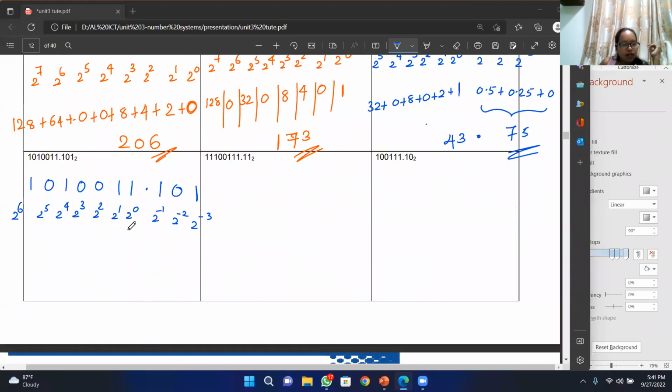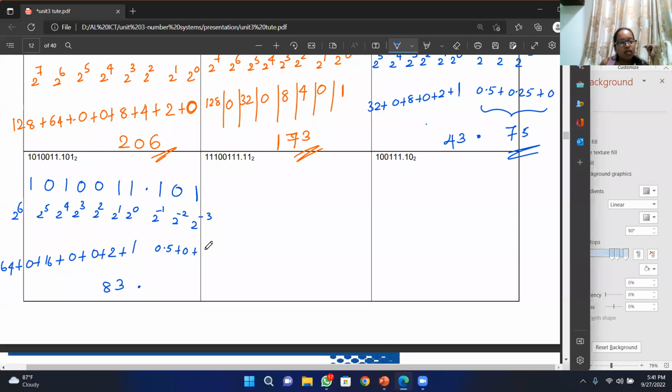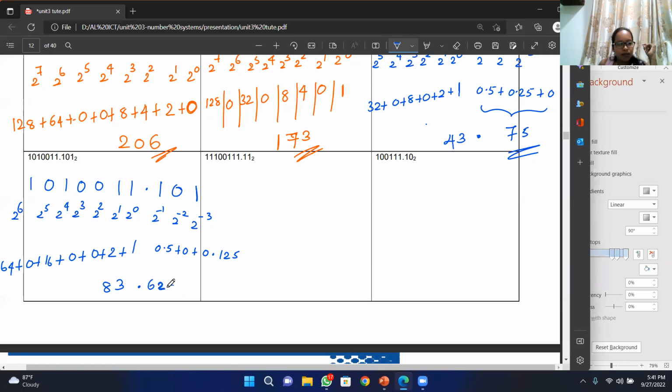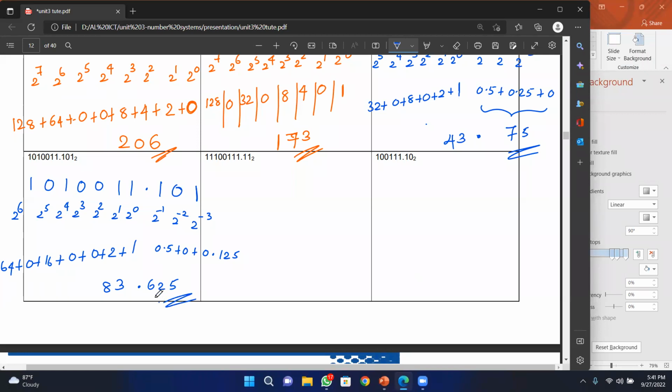Let's see. Then now 1 plus 2 plus 0 plus 0 plus 16 plus 0 plus 64. 0.5 plus 0 plus 0.125. Yes, teacher. That is 0.625. 83.625. Got this answer, teacher.